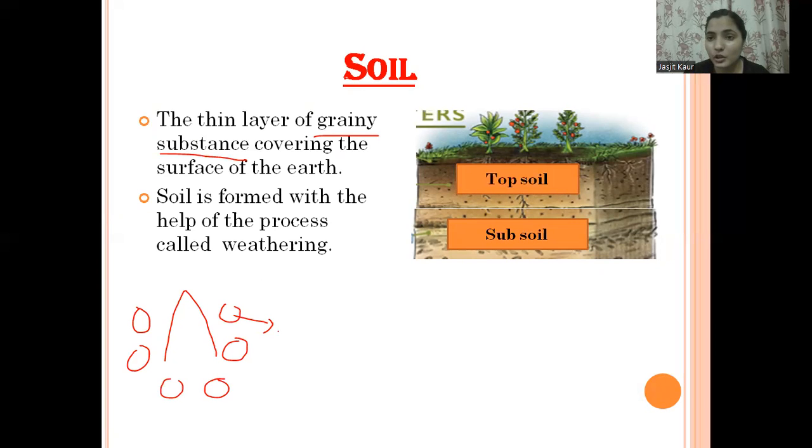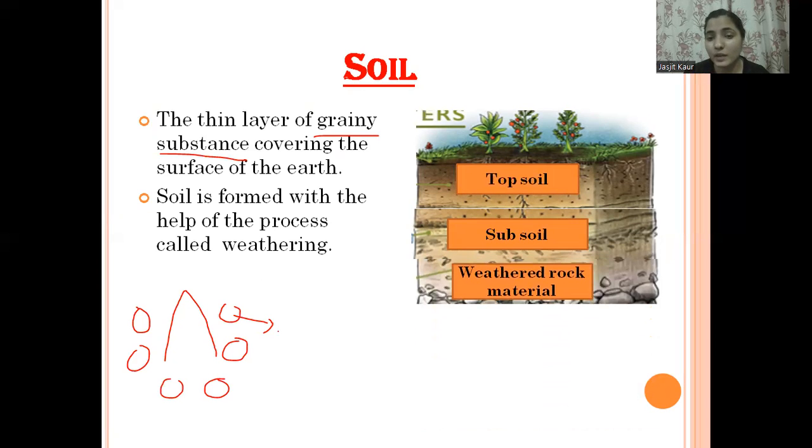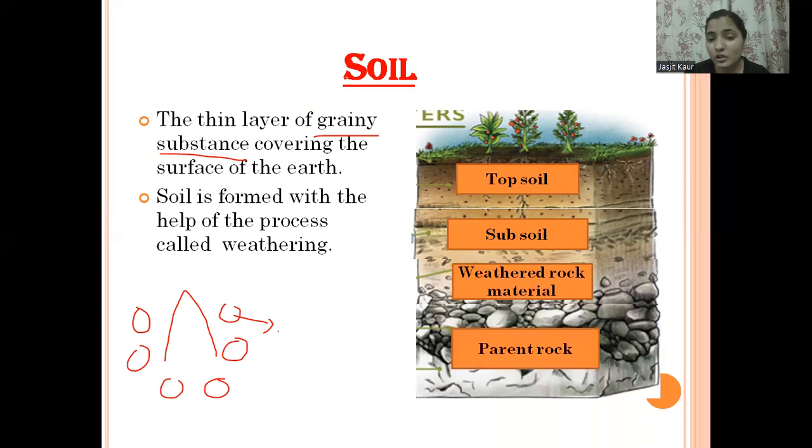After the subsoil, the third layer is weathered rock material. This layer is devoid of organic matter. And the last layer is called the parent rock. It is also called bedrock because this is the parent rock from where the other layers and the soil are formed. So this is the fourth layer of soil.